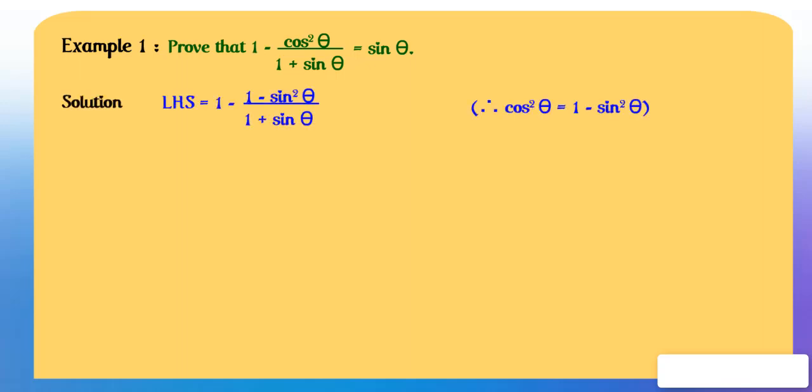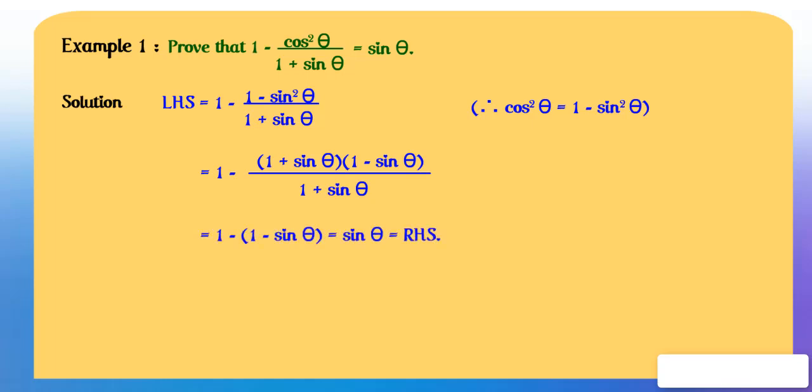Let's solve this. Taking LHS, in place of cos square theta, we can write 1 minus sin square theta divided by 1 plus sin theta, is equal to 1 minus. For 1 minus sin square theta, we can write (1 plus sin theta) into (1 minus sin theta) divided by 1 plus sin theta. 1 plus sin theta gets cancelled with 1 plus sin theta. We are left with 1 minus (1 minus sin theta), which is equal to sin theta, which is equal to RHS.